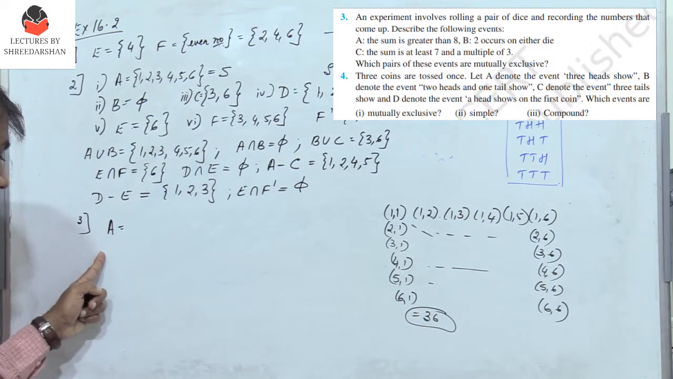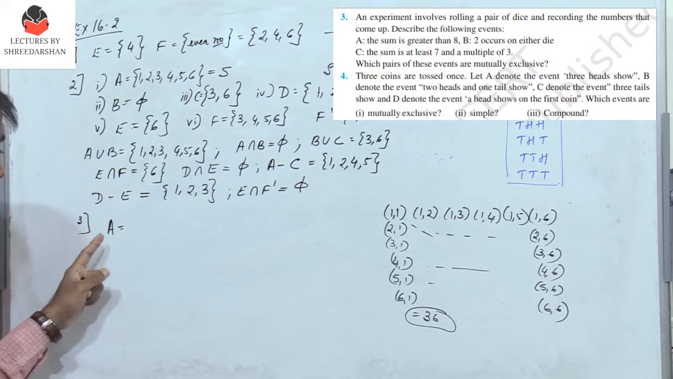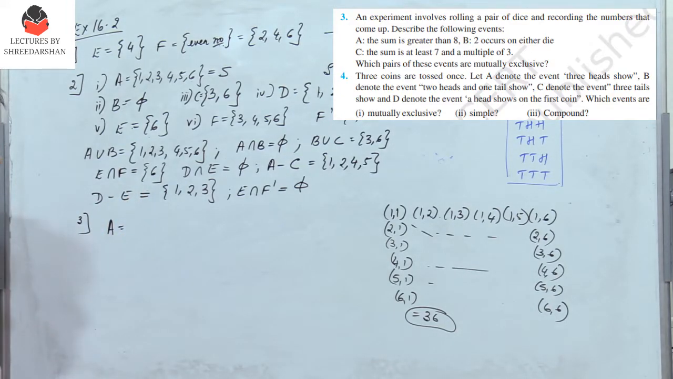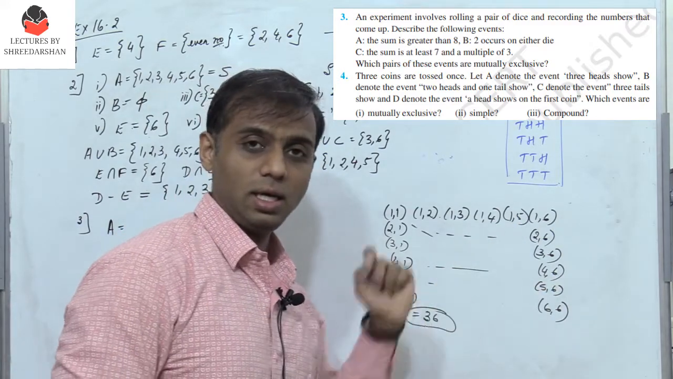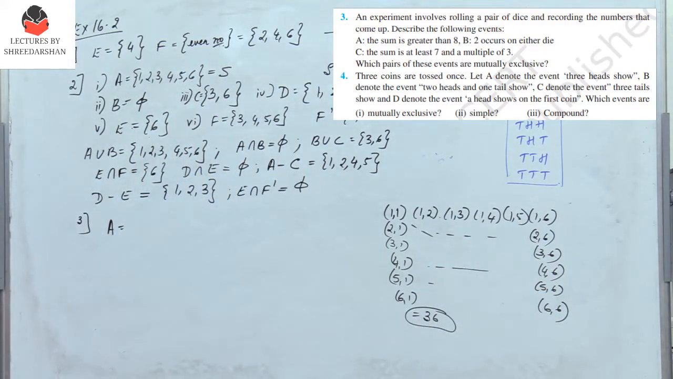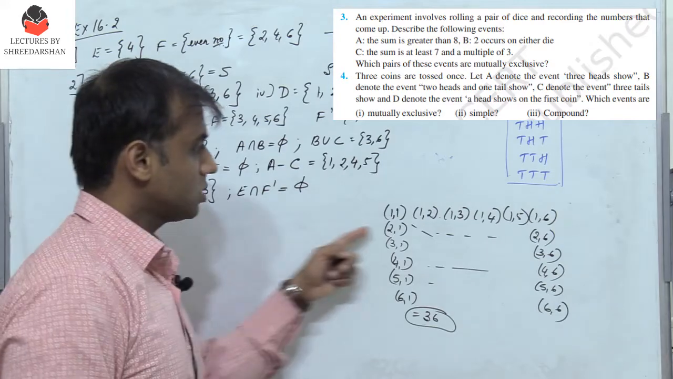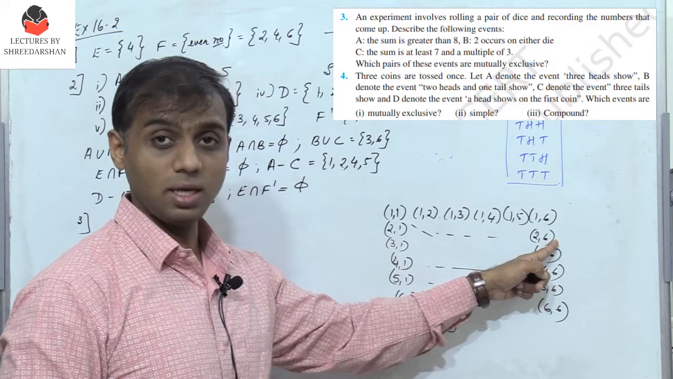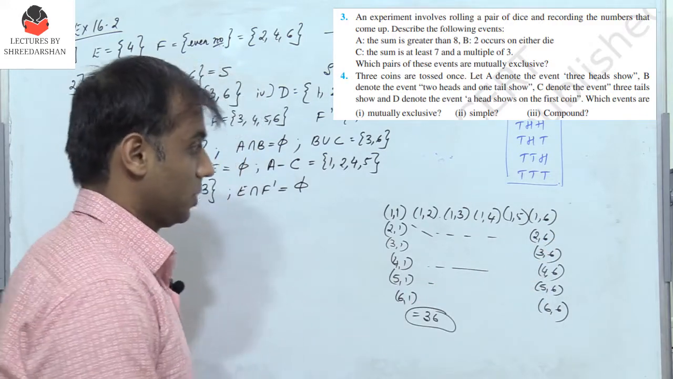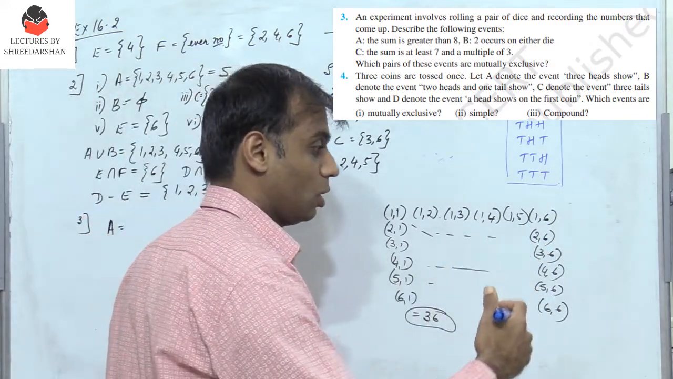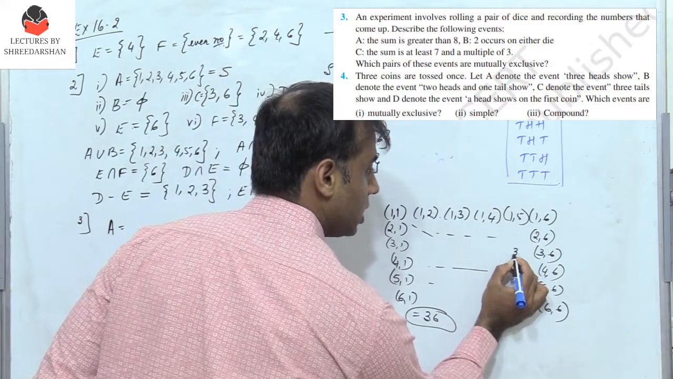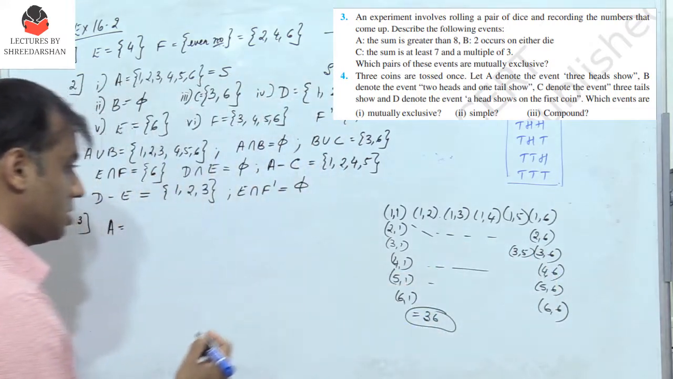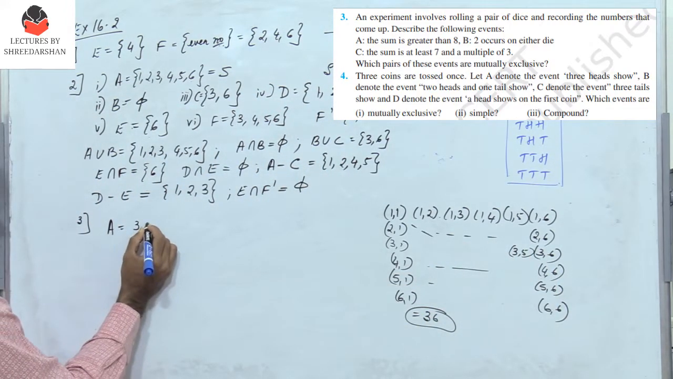So what is event A? Event A is such that the sum is greater than 8. So when I take the sum, it should be greater than 8. Okay, let's see what they are. In the first row, the maximum sum is 7. In the second row, the maximum sum is 8. So it should be greater than 8, that means it should be 9 onwards. Here I have (3,5), which is 8. So in the third row, I have (3,6), which is greater than 8. So I write (3,6).